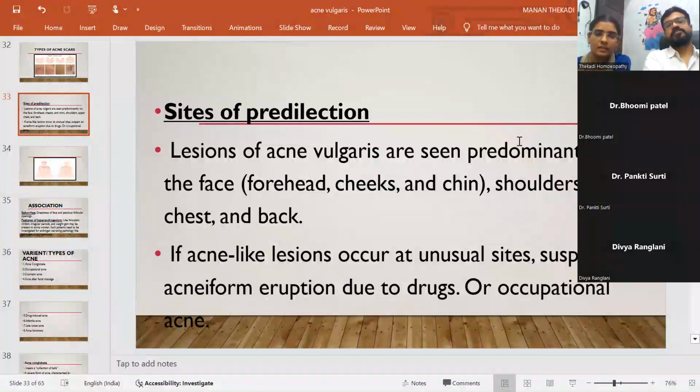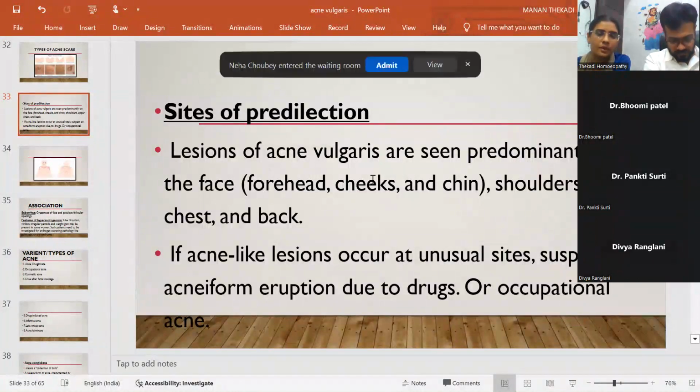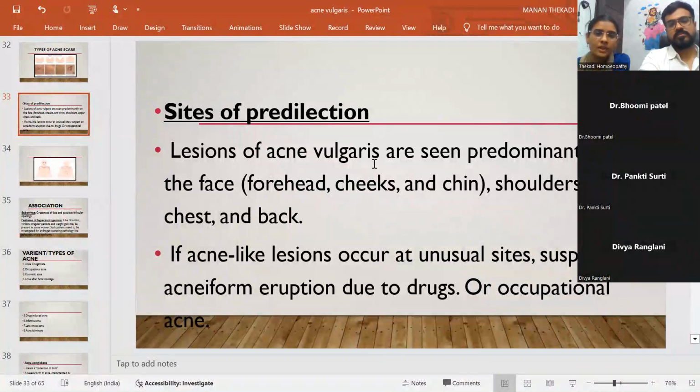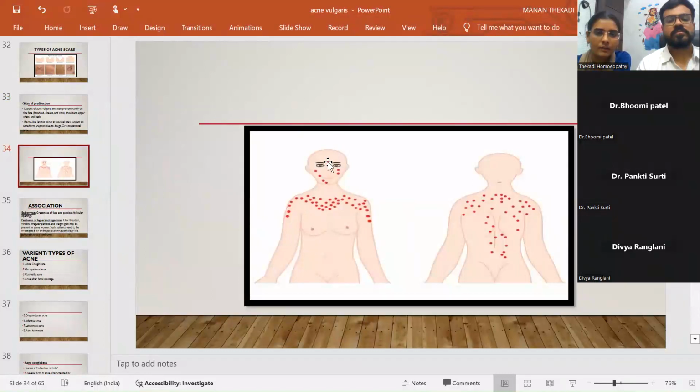Generally, acne vulgaris is seen on the face, especially the forehead, cheek, chin, and on the shoulder, upper chest and back region. If acne occurs other than these sites, we can suspect occupational acne. Occupational acne is generally seen on the forearm and in the region of the thighs and legs. Here is the site of predilection: face, especially the forehead, chin, cheek, and the chest and back are mostly involved in acne vulgaris.